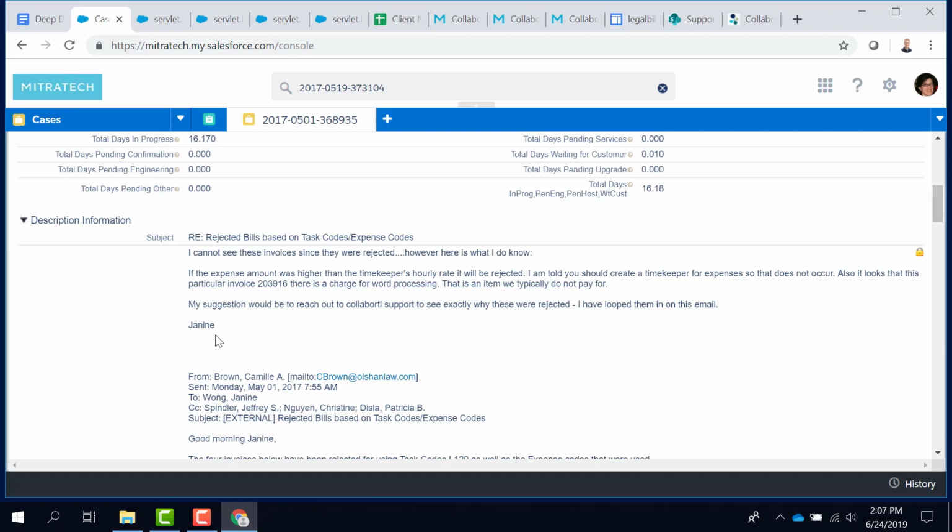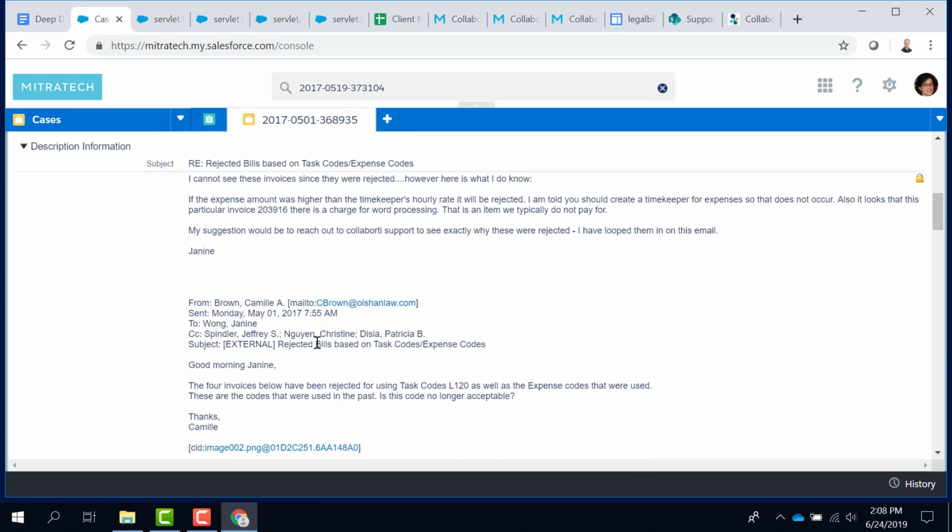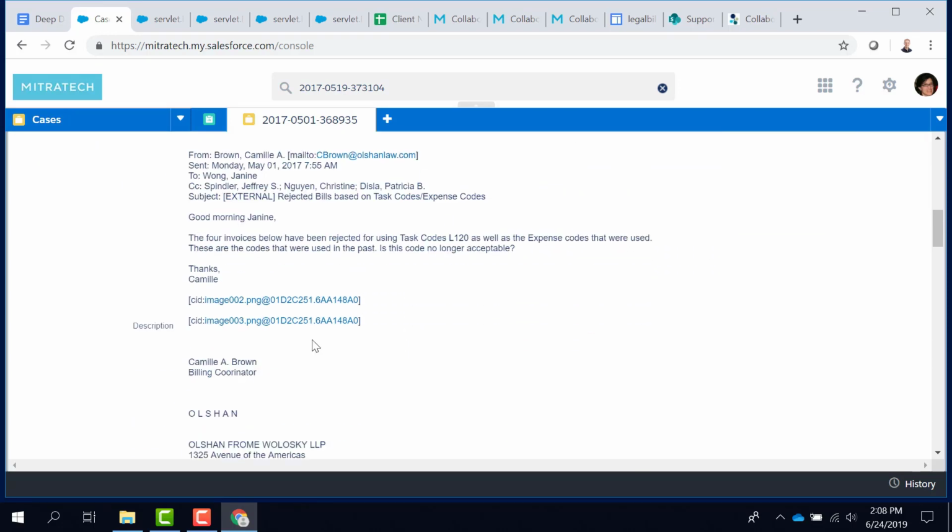If the expense amount was higher than the timekeeper's hourly rate, it will be rejected. I am told you should create a timekeeper for expenses so that does not occur. Also, it looks like this particular invoice has a charge for word processing, which is typically an item we do not pay for. The invoice has been rejected using task code L20 as well as expense codes.